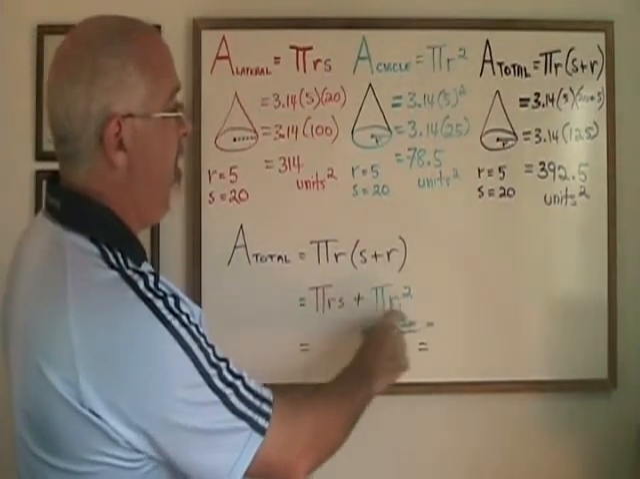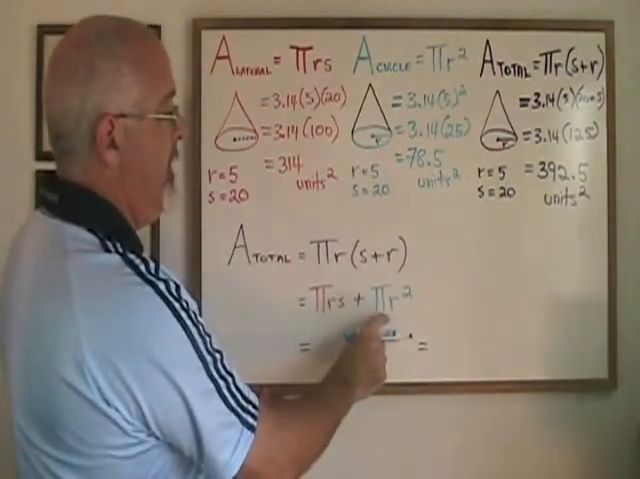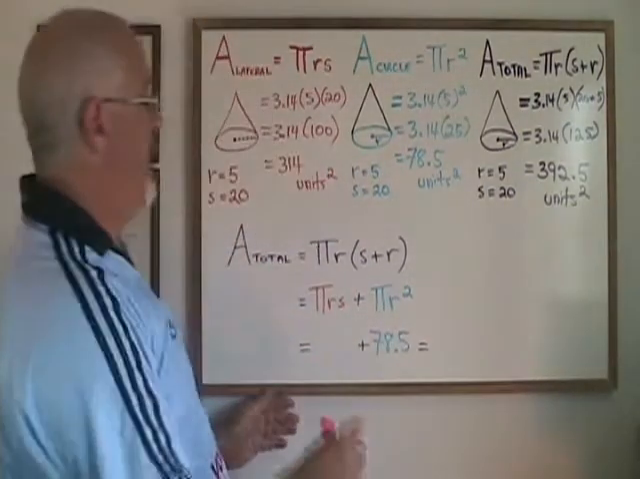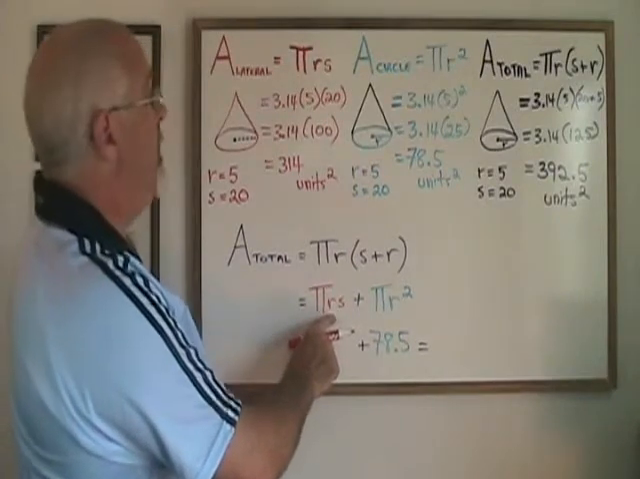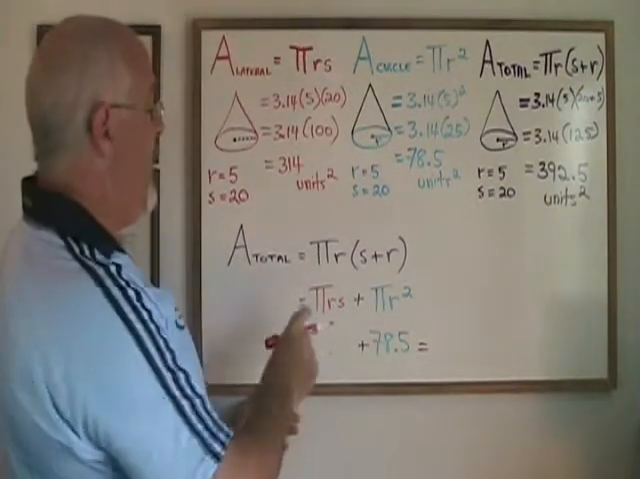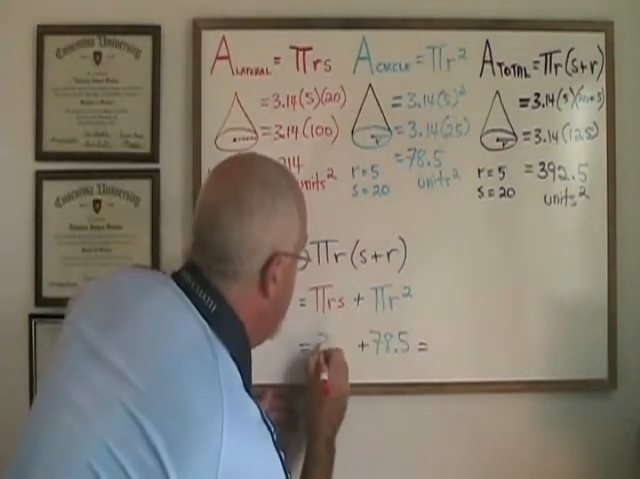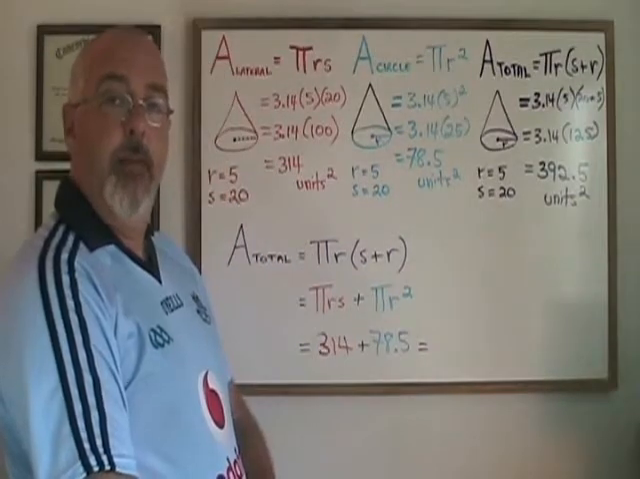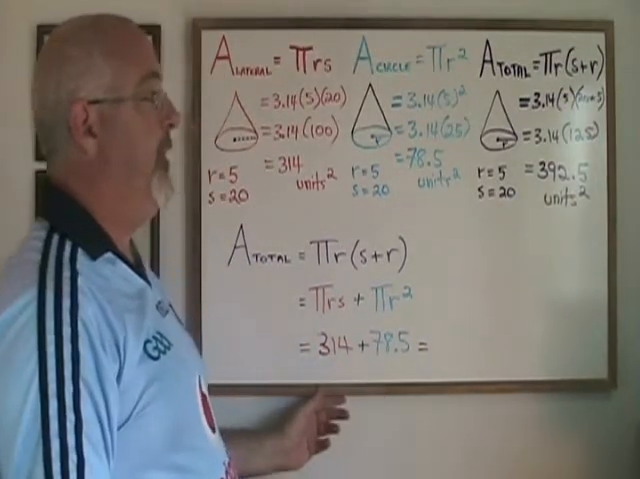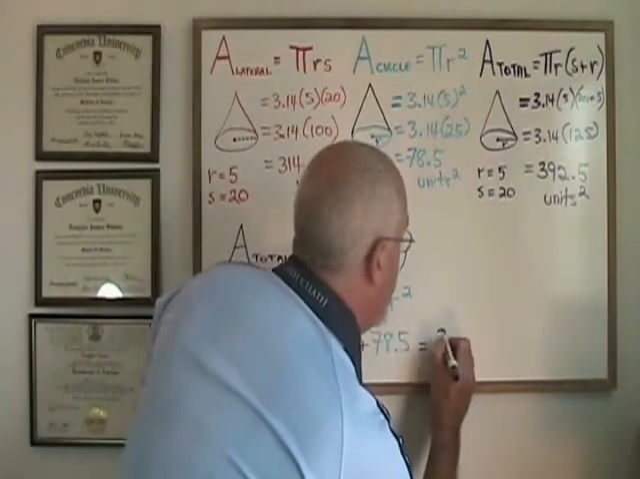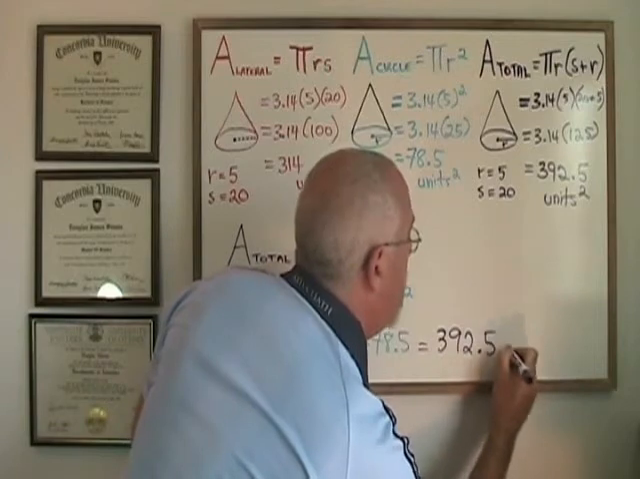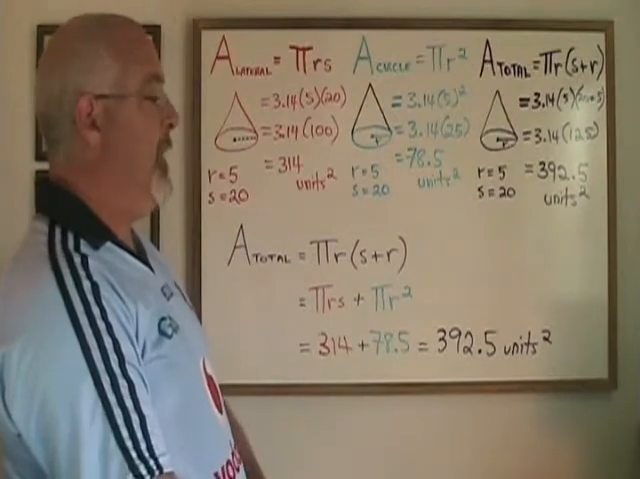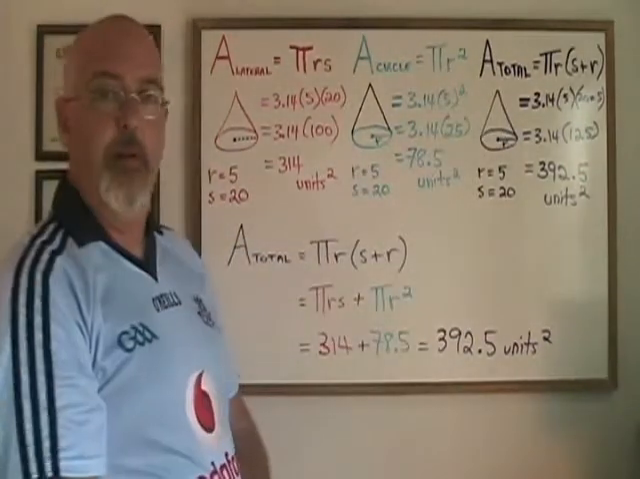Therefore, this pi r squared is the same as this one, and I can replace this with 78.5. And this pi r s is the same as this lateral area, and I can replace pi r s with 314. And if I add together 314 and 78.5, I get 392.5 square units.